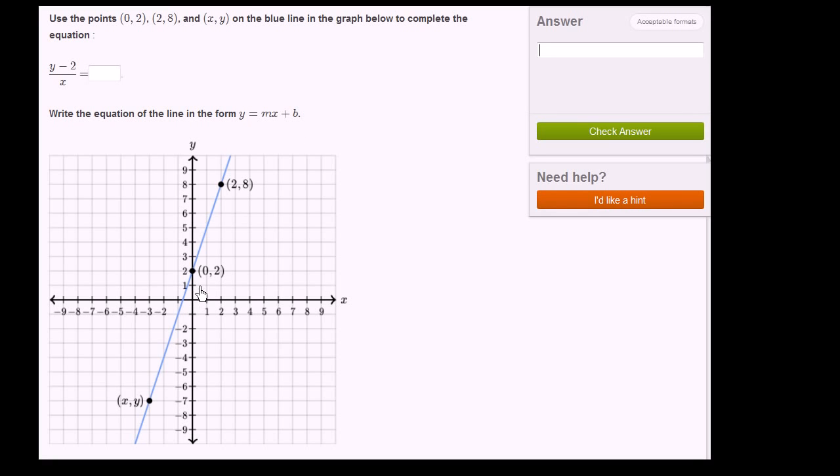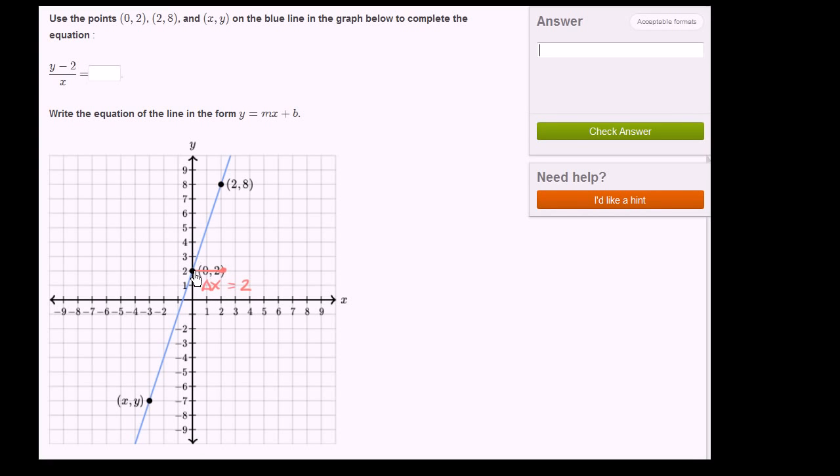Well, a good place to start is just to figure out the common ratio between our change in y and our change in x between any two points on the line. So let's think about that. If I were to go from point (0, 2) to point (2, 8), what's going to be my change in x? So my change in x is, to go from x equals 0 to x equals 2, you have to go to the right 2 in the x direction.